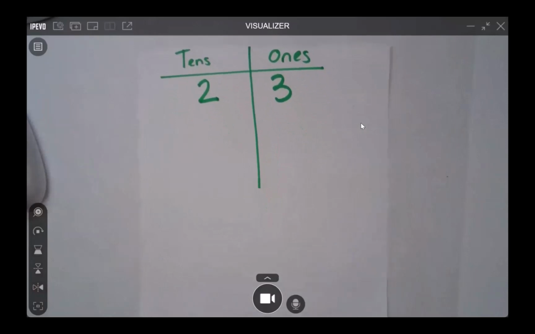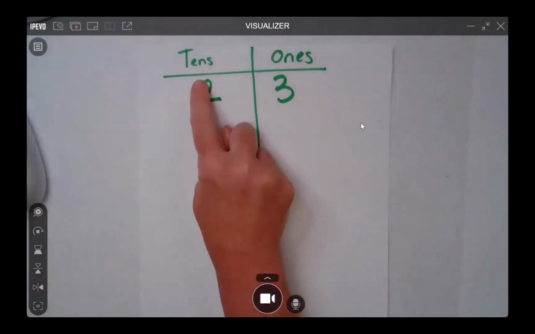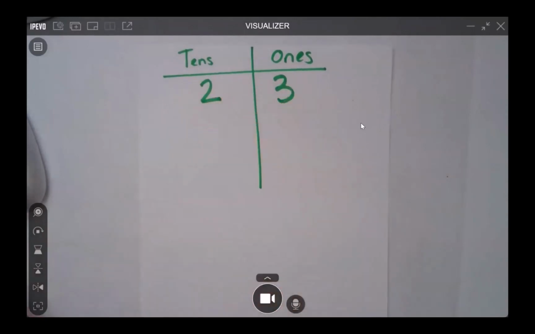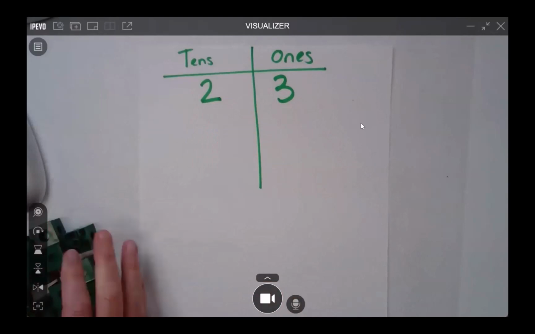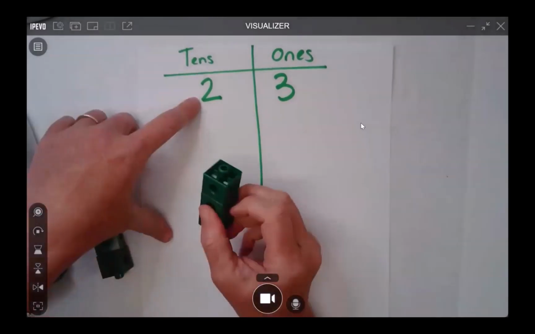Okay, boys and girls, today we've been asked to show the number 23. When I write 23, I know that it has 2 10s and 3 ones. I have my snap cubes, and I'm going to build the number 23 with my snap cubes. So I know I need to build 2 10s.